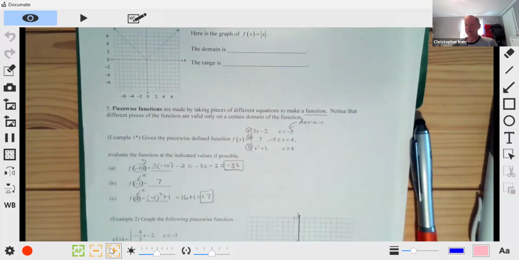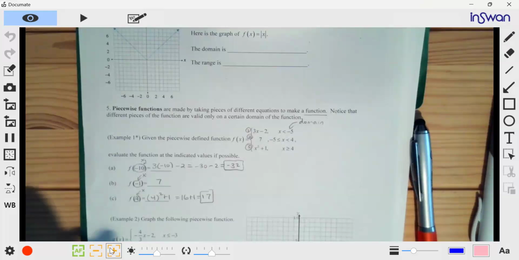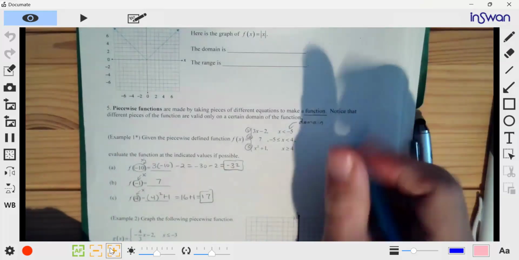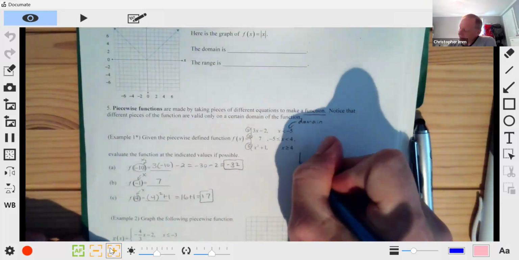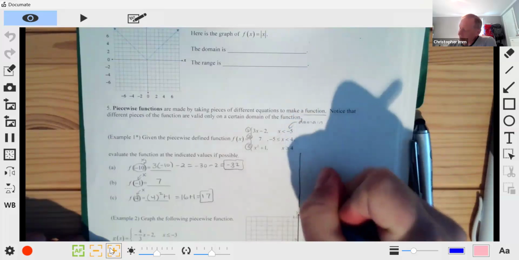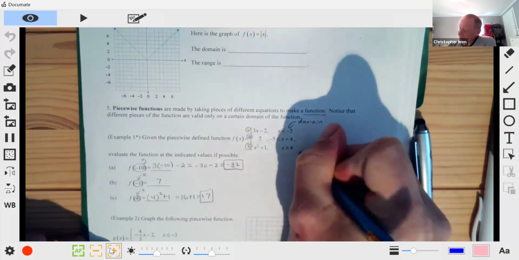So now let's see how we would plot a function like this. Yeah, this is where I struggle. Okay, so we'll do a couple of these. Let's try to plot this one.